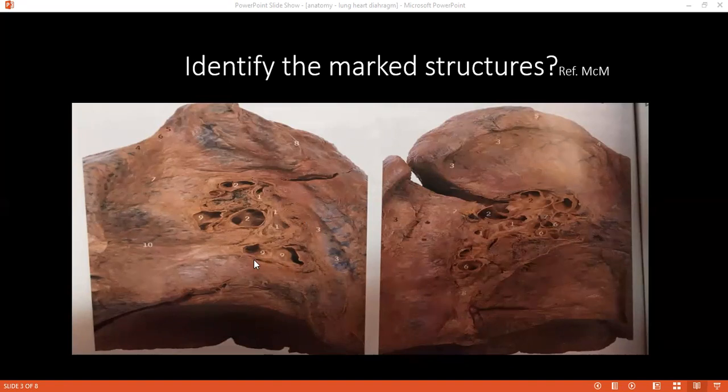If you can identify number 9. Pulmonary veins. If you can please identify 2, please. We have the pulmonary arteries.